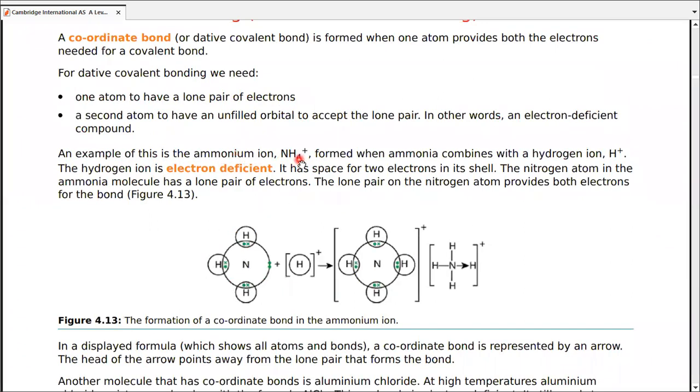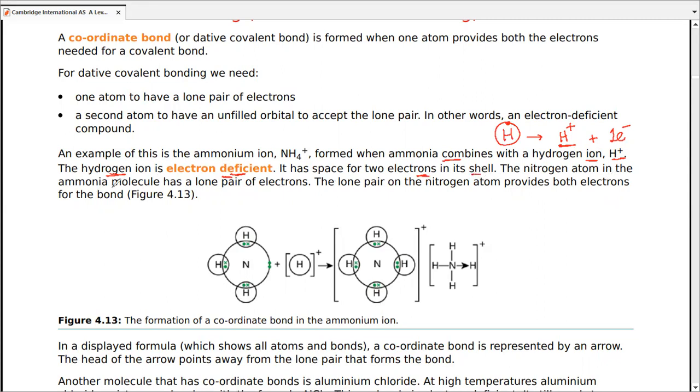An example of this is the ammonium ion, NH4 positive. This is formed when ammonia combines with a hydrogen ion, H positive. The hydrogen ion is electron deficient. Before we move on, a hydrogen atom only has one electron in its outermost shell. When it loses this electron, it becomes hydrogen positive, which we call a hydrogen ion, right? So this hydrogen ion actually has no electron at all. And since this is the first energy level or the first shell, it can contain a maximum of two electrons. So this is electron deficient. It has space for two electrons in its shell, as I just stated.